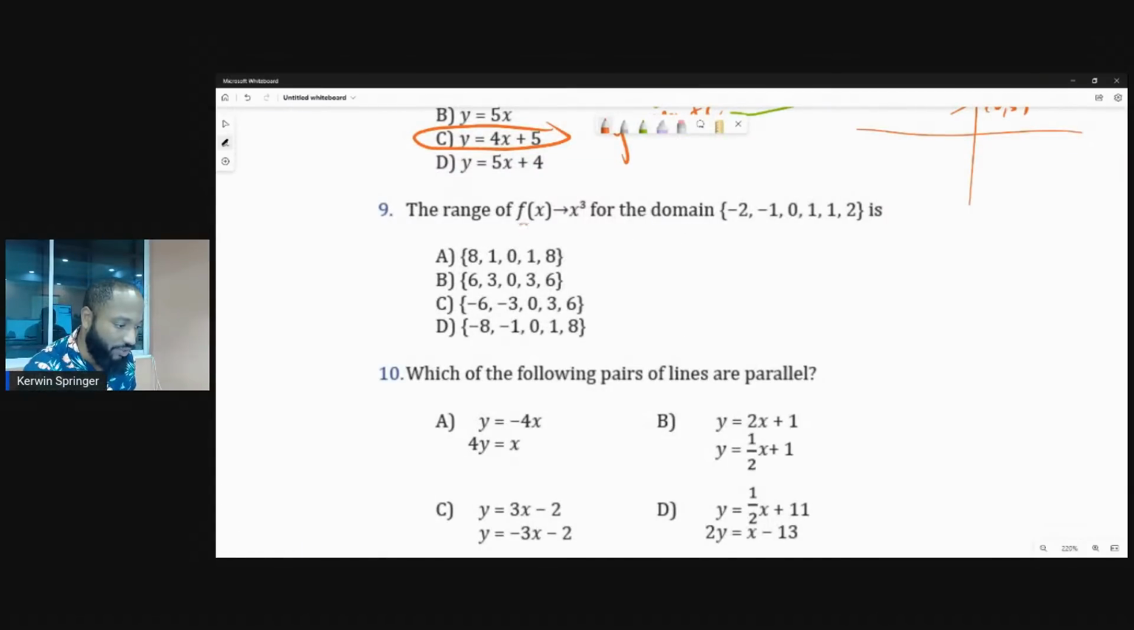The range of f of x is x cubed. So we want to cube all of these things. This is the domain, and we want the corresponding range of values. So when you cube -2, you actually get -8. They must give you something to see if you know to cube negative numbers. Here we have our domain, our corresponding range, and this corresponds to none other than B.